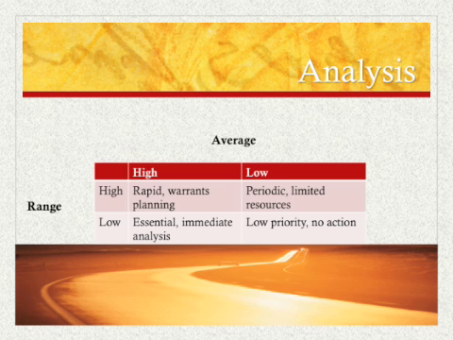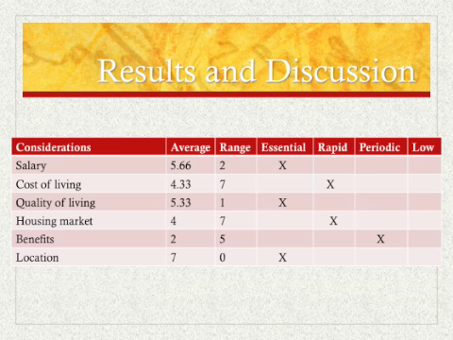Information with the low average and high range requires periodic testing because they're limited resources. And then if it's low range and low average, it's low priority, no actions necessary. We apply the analysis to our decisions, and we see that, for instance, salary with a high average and low range fits into the essential category.